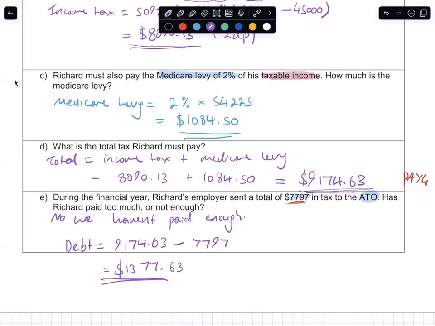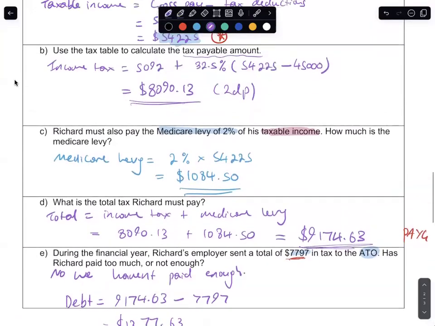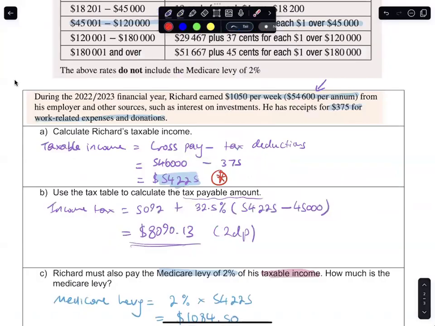Okay, all right. So I can't stress it enough. All the way through the question, you're going to keep referring back to the taxable income, not the gross income. Okay, be really, really, really careful. That's why we put this asterisk here, so we know that we keep referring to it.